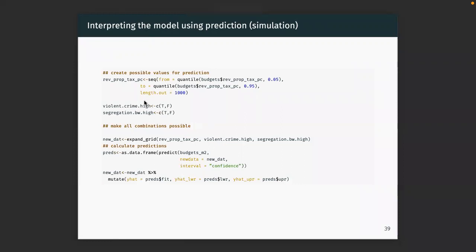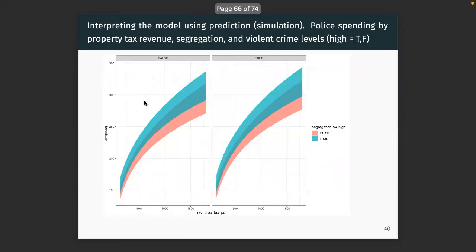But we can then make predictions and then add our y hat lower, y hat upper onto it and produce a plot like this to look at expected police spending values. This is under low violent crime and high violent crime, and then low segregation and high segregation. When we look at these curves, we really don't see any difference in the location of the low and high violent crime curves, right? Those curves really are in about the same place, which is reflected in our models, right? We didn't see a statistically significant effect.